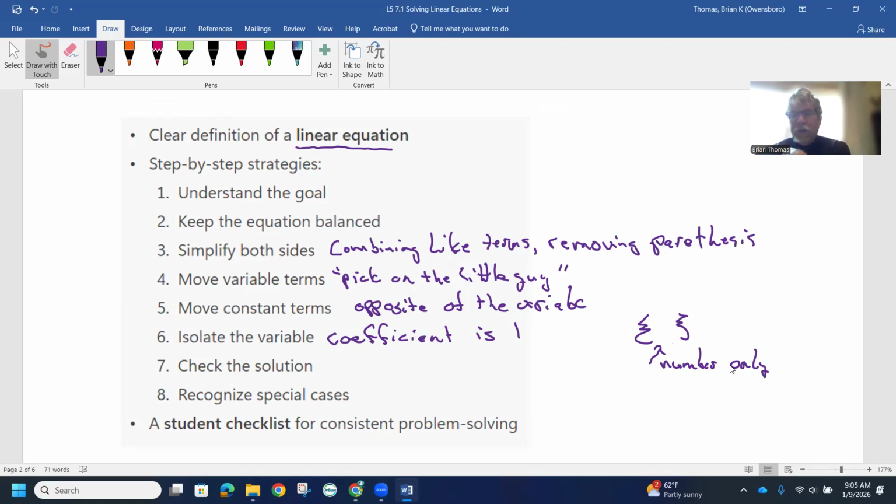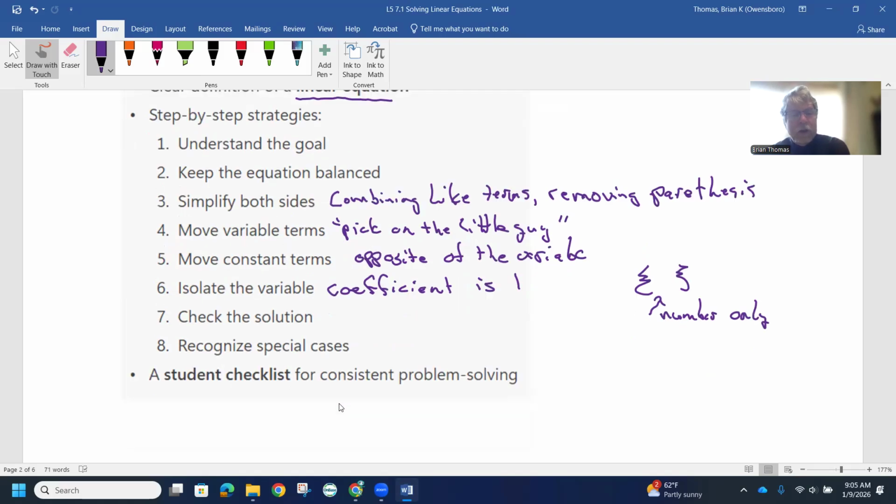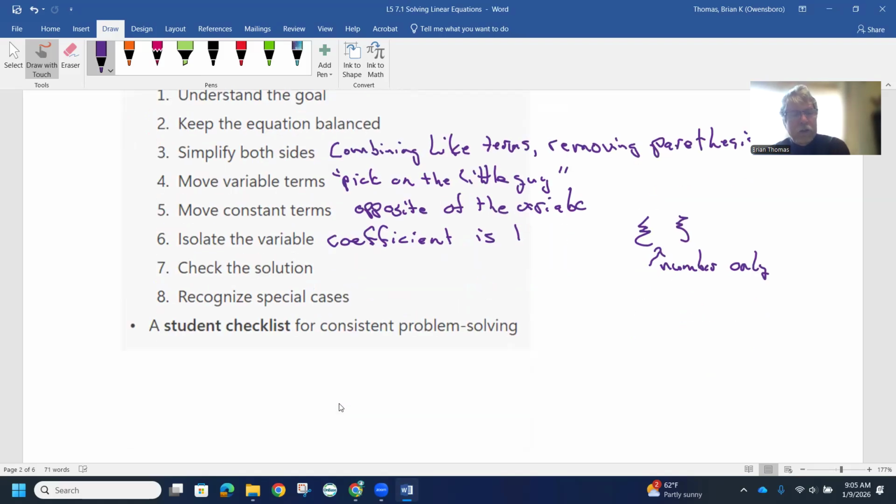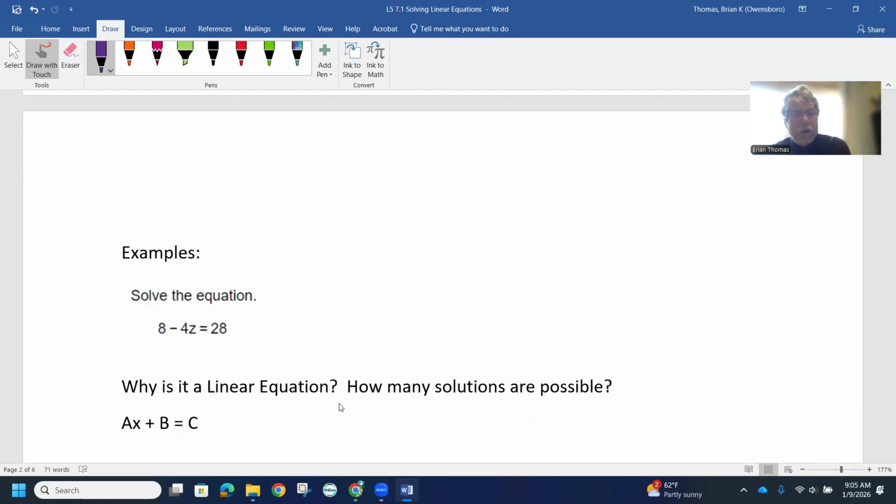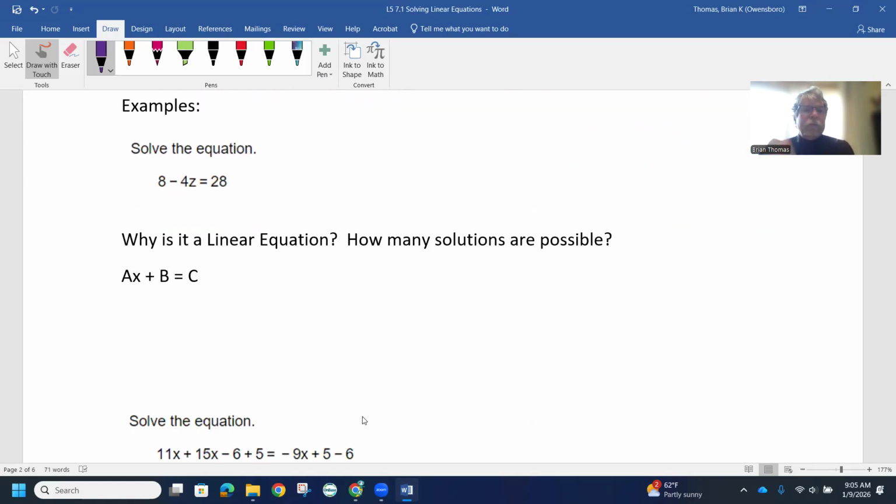Check the solution. And sometimes, if it doesn't seem to work, watch out for those special cases. We may have something that's a no solution or infinitely many solutions, or the set of all real numbers. So that's kind of the checklist we can use in solving linear equations. Let's look at an example. So, solving this equation.